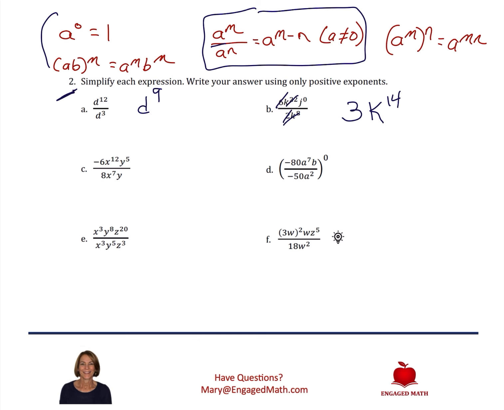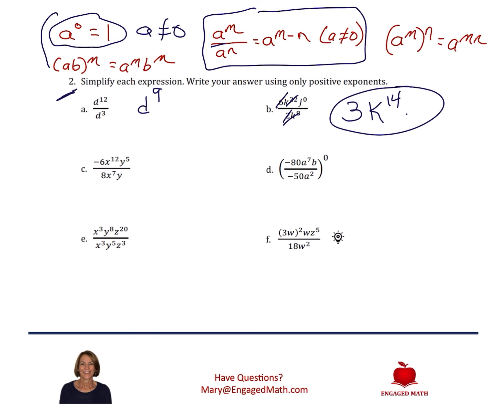And then one of our other really important rules in this section is that anything to the 0 power, other than 0, we can't have a being 0, but any other value raised to the 0 power is going to be 1. So in this case, j to the 0 power is simply going to be 1. We could write times 1, but why bother? Our final answer is simply 3k to the 14th times 1, which is 3k to the 14th.